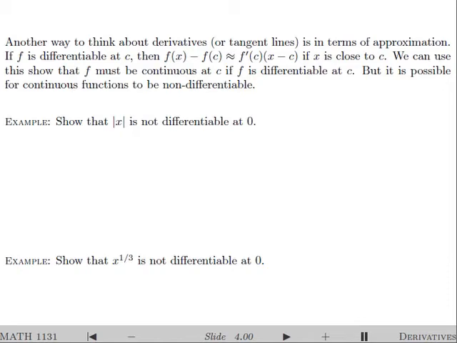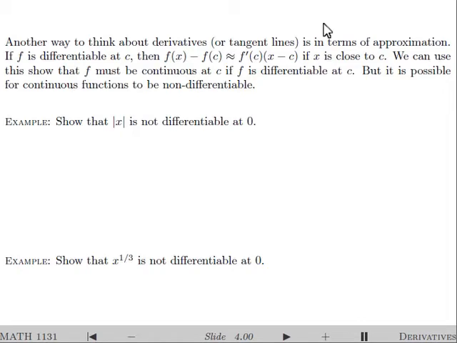So if I cross multiply, it says that f of x minus f of c is approximately f prime of c times x minus c, and the error in this approximation is x minus c times the error in the approximation of f of x minus f of c over x minus c. So the error in this approximation is small compared to x minus c.